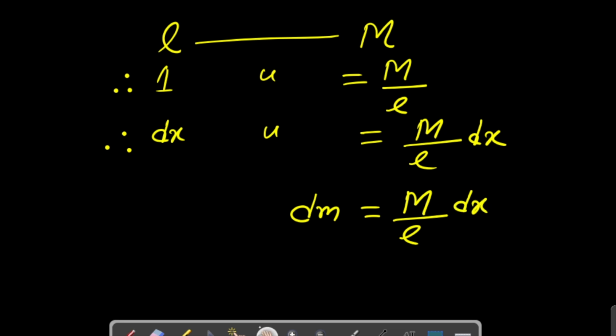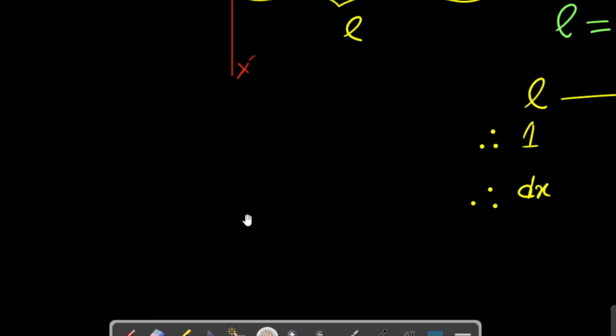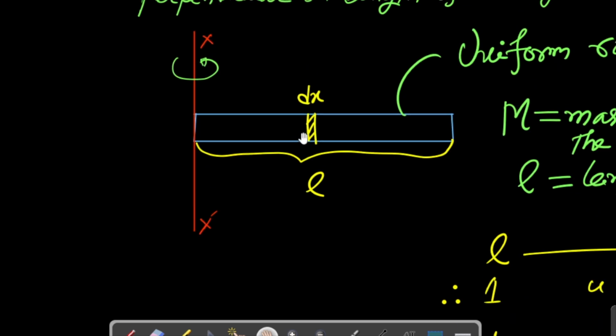Now our duty is to find the moment of inertia of this very small particle. As we already found, the very small mass is dm, so we find the moment of inertia for this part, dm, of the object. Let the perpendicular distance of this mass dm from the axis be x.